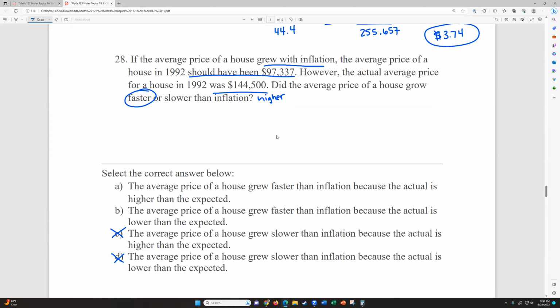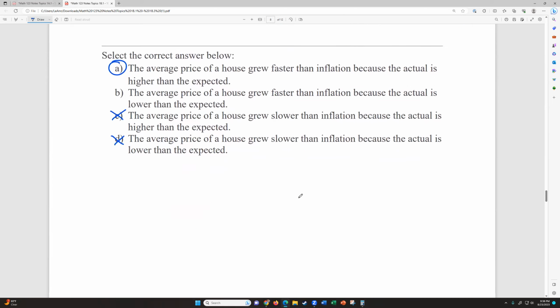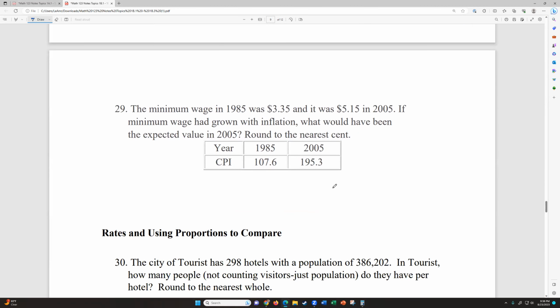The average price of a house grew faster than inflation because the actual value is higher than expected. Or the average price of a house grew faster than inflation because the actual is lower than expected. To grow faster, you have to have an actual value that is higher than the expected or predicted inflation price. If we had one that was lower, then we would say it grew slower. Okay. All right, last CPI for real this time.